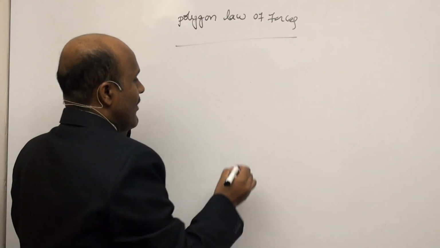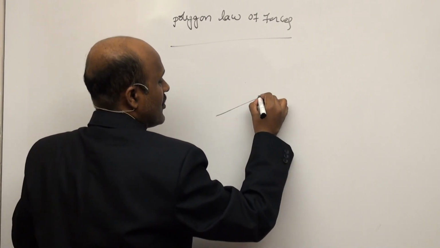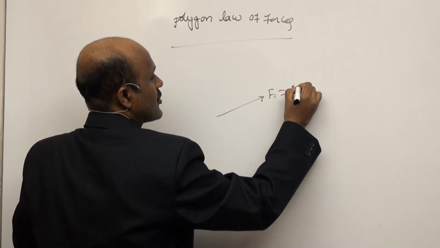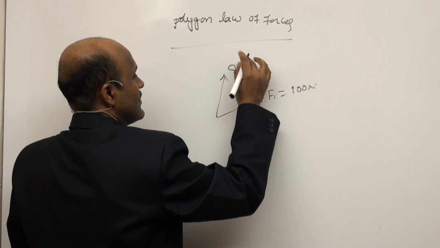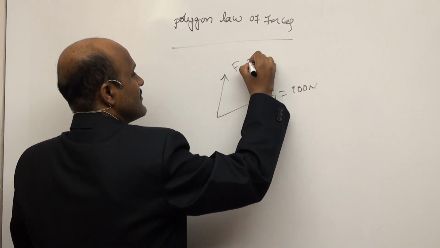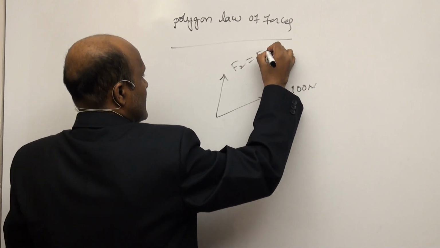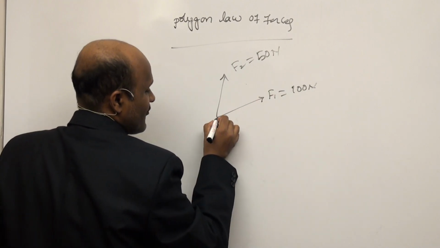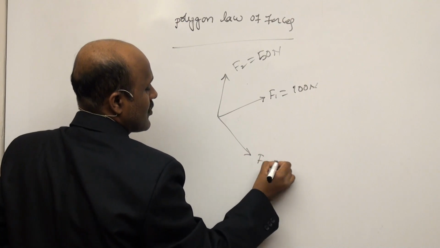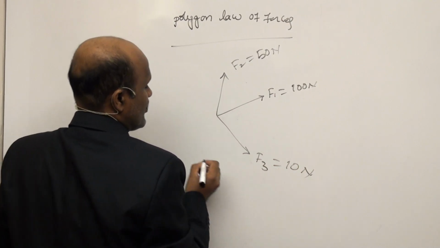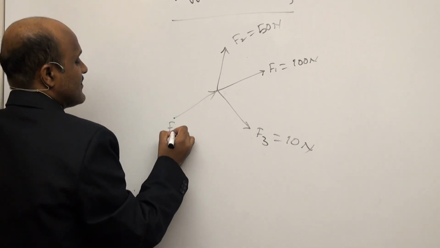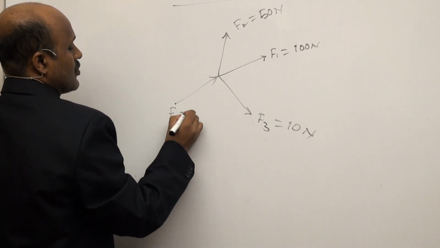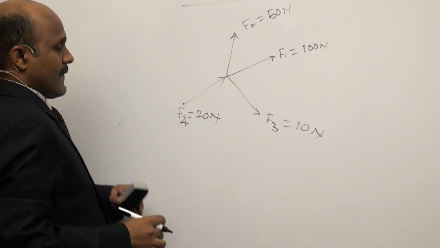Whenever a number of forces are acting at a point, suppose F1 is equal to 100 newtons, F2 is equal to 50 newtons. There is another force here, F3 is equal to 10 newtons. There is another force acting like this, F4 is equal to 20 newtons.